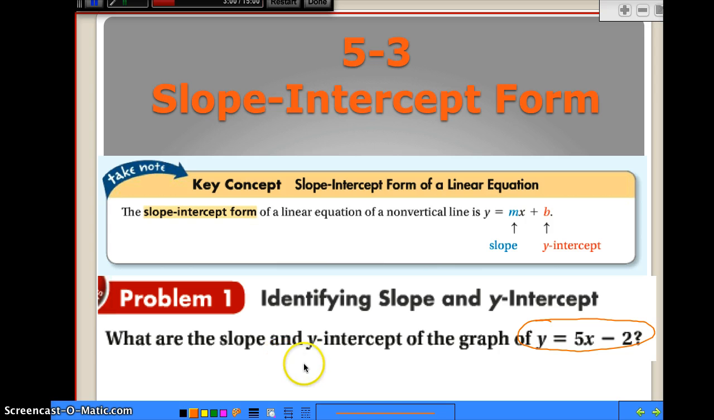In this particular example, they put it in the correct order, so it will be easy for us to identify that the slope is equal to 5, which is 5 over 1, and the y-intercept b is equal to -2, which is where the line will cross the y-axis.